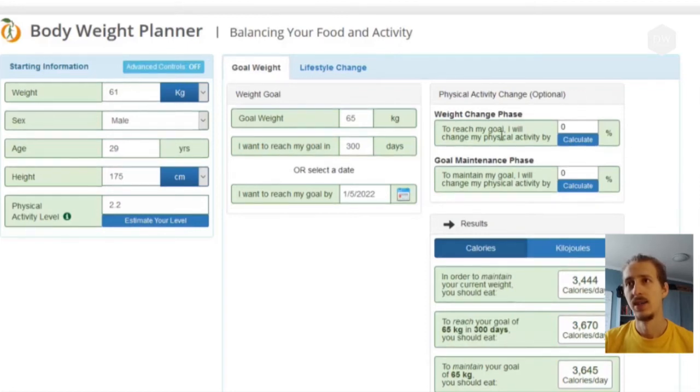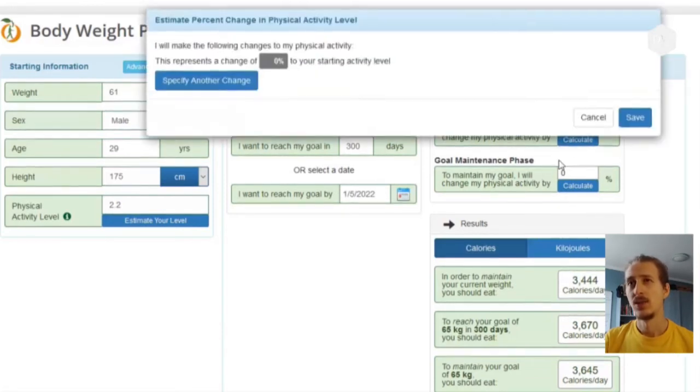And physical activity change. This is optional. What might be interesting for you, if you are doing a lot of cardio now and you want to build muscle mass: cardio doesn't help you build muscle mass, it helps you regulate fat gain, possibly. So if you are doing a lot of cardio, and on top of that you are adding strength training and you are walking a lot, what you could do is click calculate here.